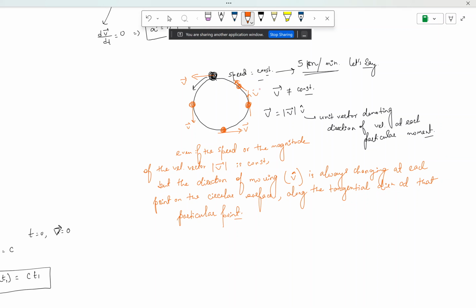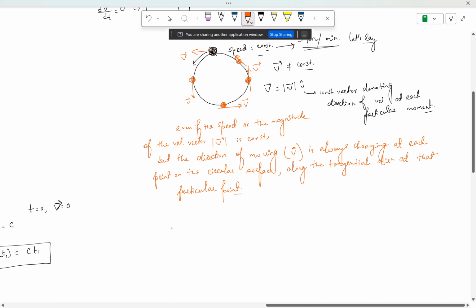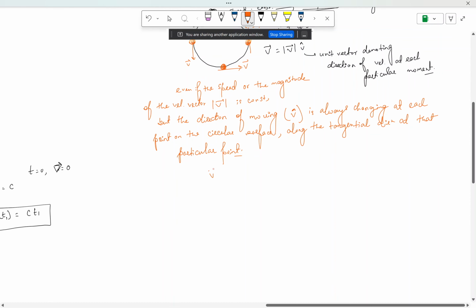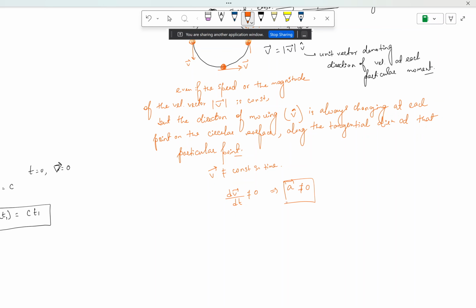Okay. Right. So at each point the velocity direction is different, and velocity being a vector, both magnitude and direction matter. So even if the speed, or the magnitude of the velocity, is constant, because the direction of the velocity vector is changing, the velocity vector itself as a whole is also changing. So in this case, the velocity vector is not constant in time as it moves on the circular track. Rather, it is changing with time. So dv/dt is non-zero because v is not constant, or acceleration is non-zero. That means it will experience some certain finite acceleration.